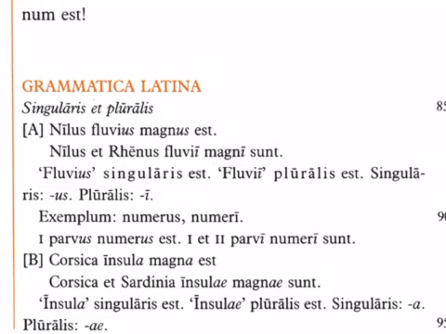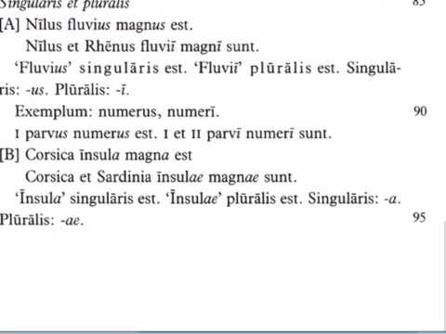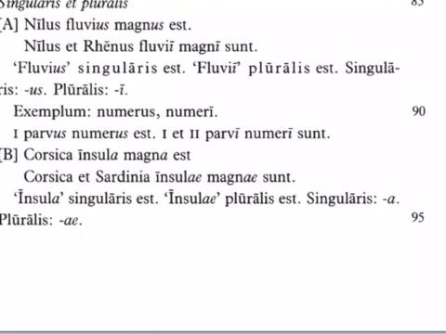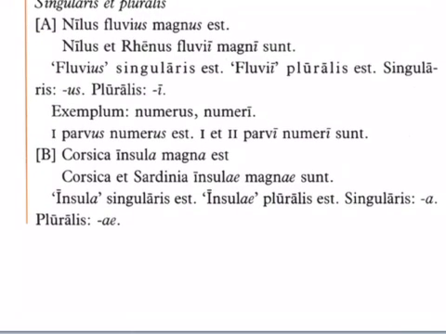Now notice that sunt is the plural verb, are. Fluvii and magni now end with a long I instead of the US. That's the masculine plural ending. The US is the masculine singular. The long I ending is the masculine plural ending. Fluvius singularis est, fluvii pluralis est. Singularis US, pluralis I. Okay, just explaining that in Latin. Exemplum, numerus, the singular. Numeri, the plural. So to translate those, numerus would be number, and numeri would be numbers. Unus parvus numerus est.